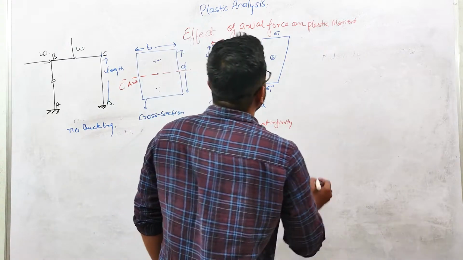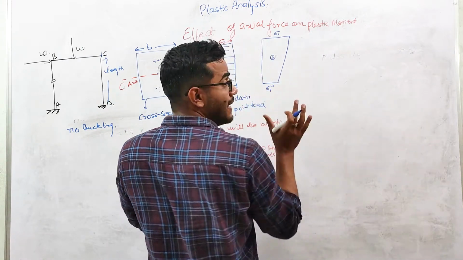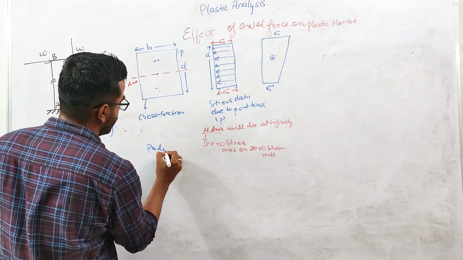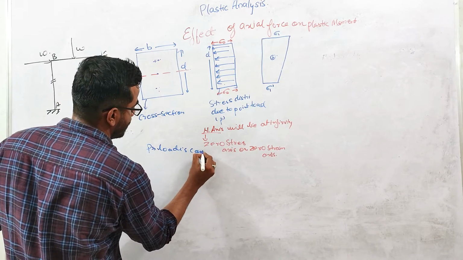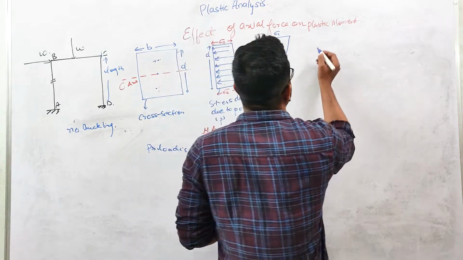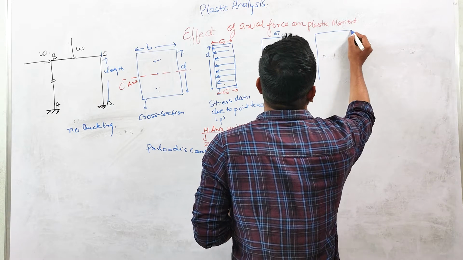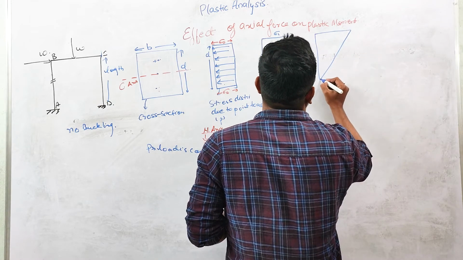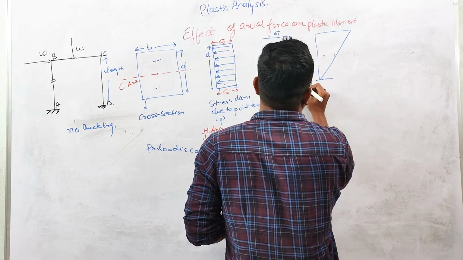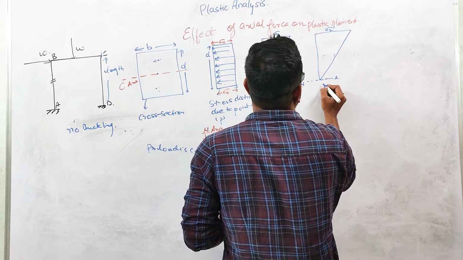Now if you increase the moment value, I'm assuming that the P load, the axial force, is constant. So if you keep increasing the moment, the stress at the top will increase and at the bottom it will be 0. This is our neutral axis for this stress diagram. Let us suppose this is sigma 2 dash, and this will be 0.